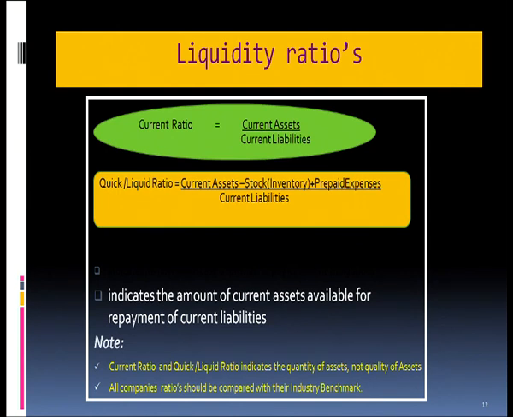Therefore, after calculation of current ratio, most of the firms go in for the calculation of quick ratio, because it gives a better picture of the liquidity of a firm compared to current ratio, because we have deducted all the inventories and prepaid expenses, which are the slow moving current assets compared to other current assets. Now, we will have a quick look at the calculation of the quick ratio.